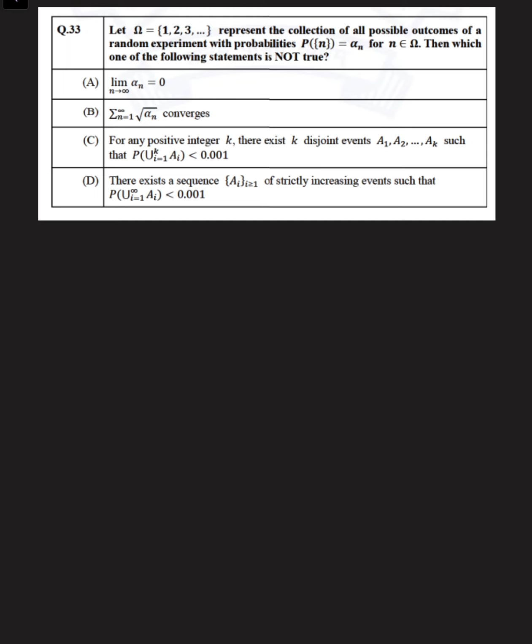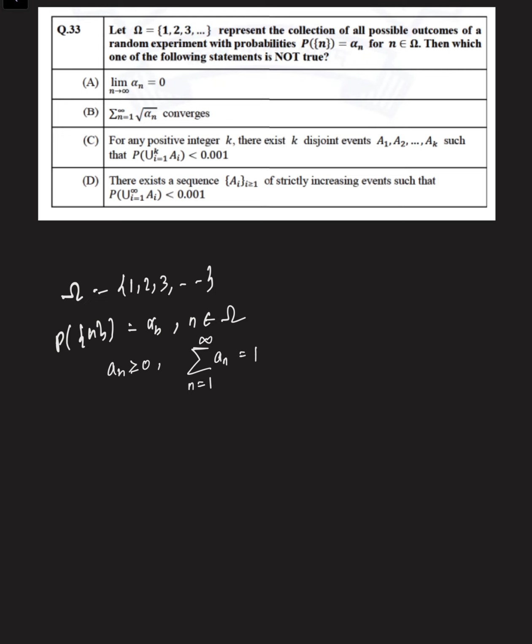So if we consider this omega, so omega is 1, 2, 3 and so on, and probability of this n is nothing but alpha n when n belongs to this omega. So an is greater than or equal to 0 and summation n equals 1 to infinity, an must be equal to 1. So that means this an is a probability mass function on a countably infinite sample space.